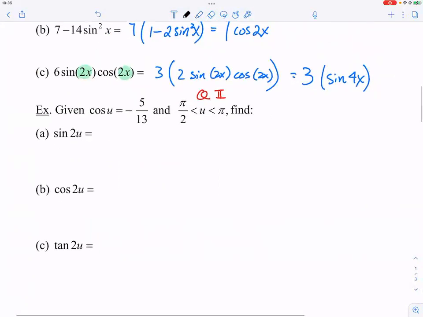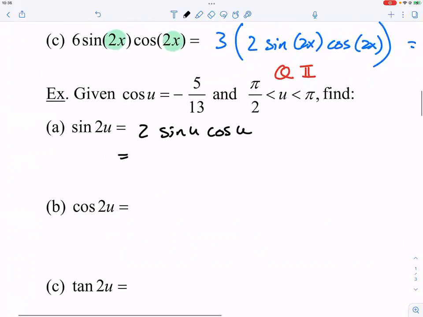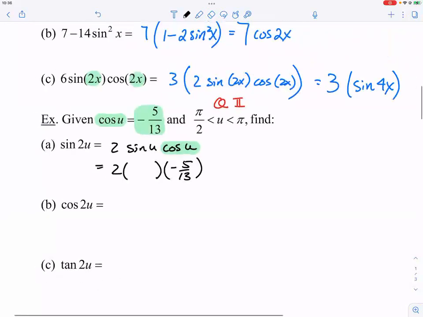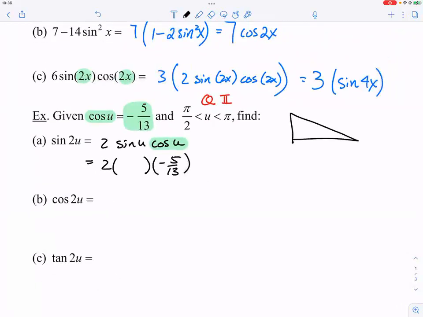Okay, so it tells us the cosine of u. Well, sine 2u is 2 sine u cosine u. Now we have a similar situation that we encountered yesterday. We have cosine u right here, and we have the value to substitute in. The challenge is that we do not have anything for sine u explicitly, so we have to create it. So it's in quadrant 2.